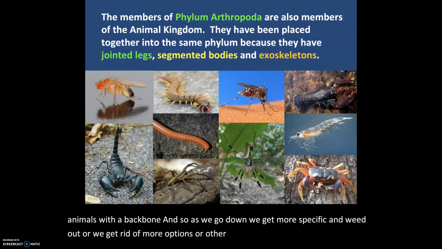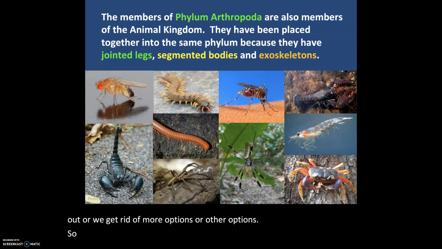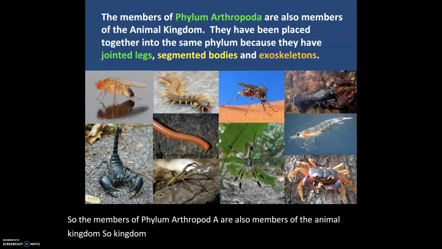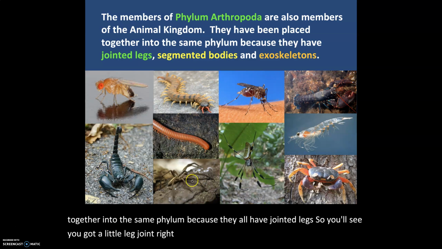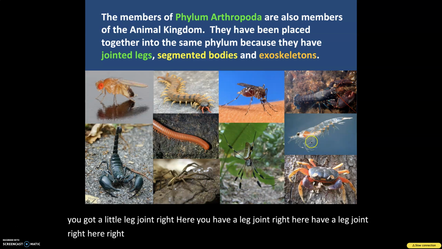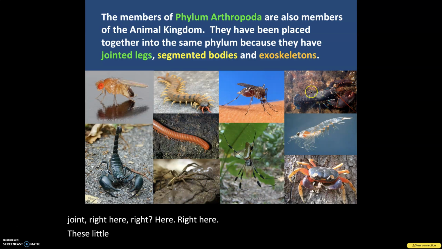So the members of phylum Arthropoda are also members of the animal kingdom. So kingdom Animalia, phylum Arthropoda. They have been placed together into the same phylum because they all have jointed legs. So you'll see you got a little leg joint right here. You have a leg joint right here. You have a leg joint right here, right here, right here. These little guys right here, and right there.